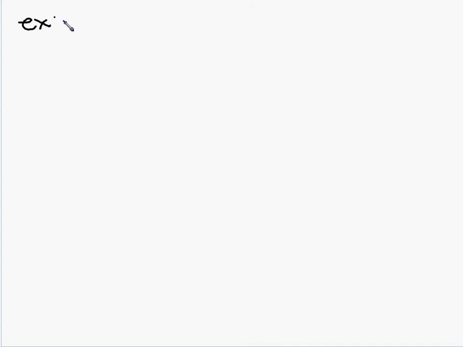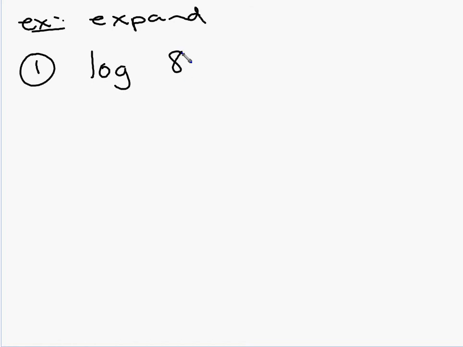All right, so tonight they're going to ask you to use some of these properties to expand. Some of this will be very easy. Other parts of it will have a little bit more of a challenge to it. So I'll start easy. What if they have the log of 8x? We'll start with an easy one.